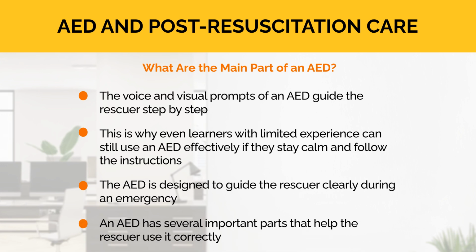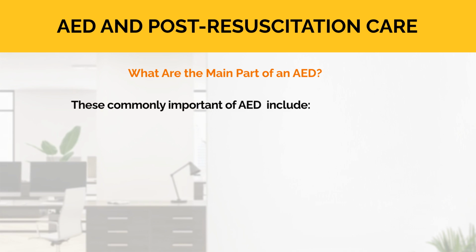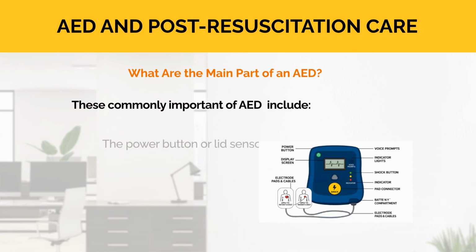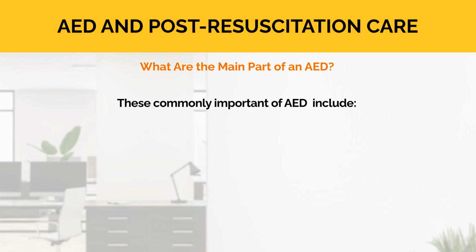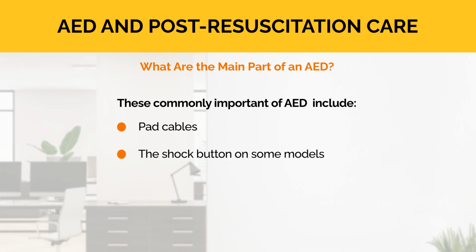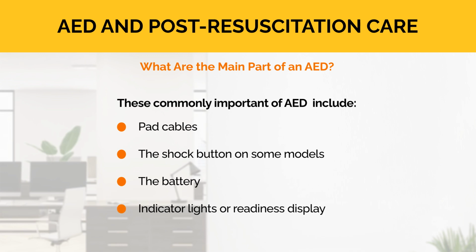An AED has several important parts that help the rescuer use it correctly. These commonly important parts of an AED include the power button or lid sensor, voice prompts, visual prompts or display, electrode pads, pad cables, the shock button on some models, the battery, and indicator lights or readiness display. Note, the rescuer should follow the AED's prompts exactly and avoid guessing.